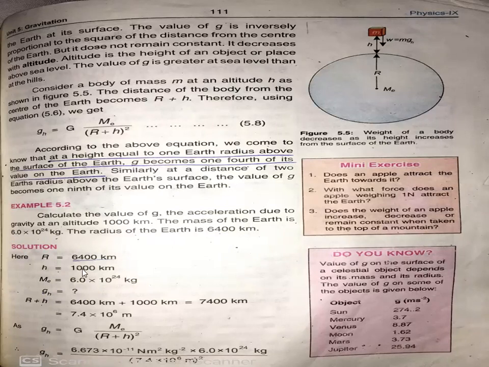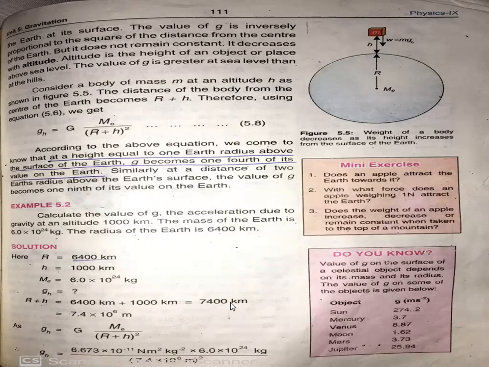The acceleration due to gravity we need to find out in this example. Since the body is not lying at the surface of the earth, but at a height of 1000 kilometers, the 6400 kilometers radius of the earth will be added to the 1000. So r plus h will be 7400 kilometer. The SI unit of distance is meter, so I'm converting this into meter.